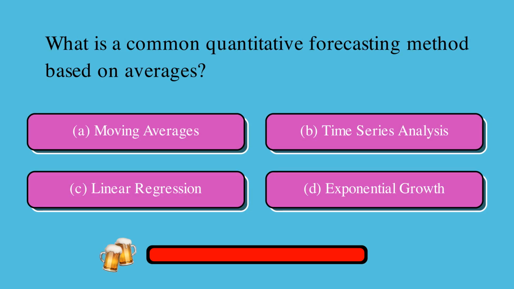What is a common quantitative forecasting method based on averages? Is it A, moving averages, B, time series analysis, C, linear regression, or D, exponential growth? The correct answer is A, moving averages.